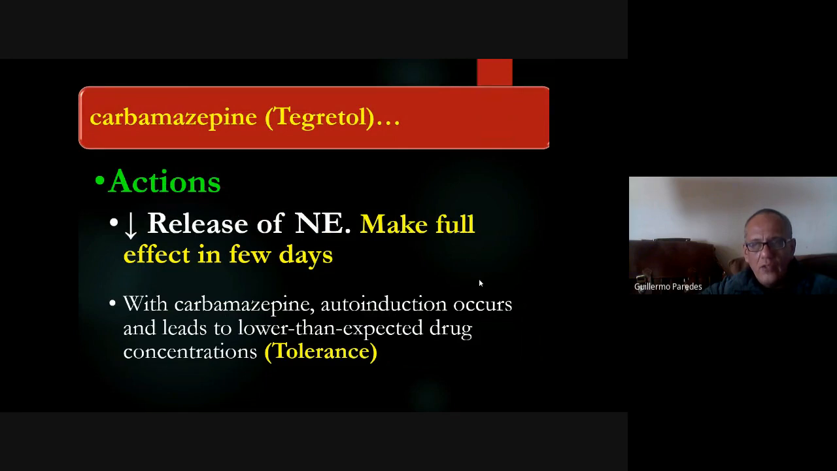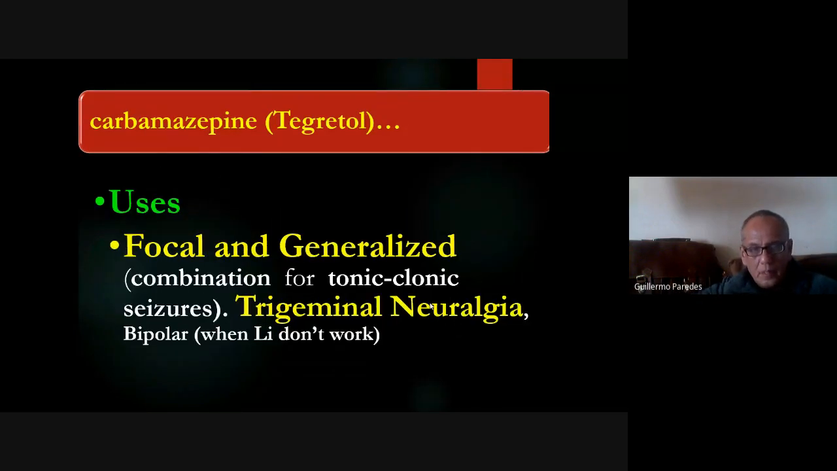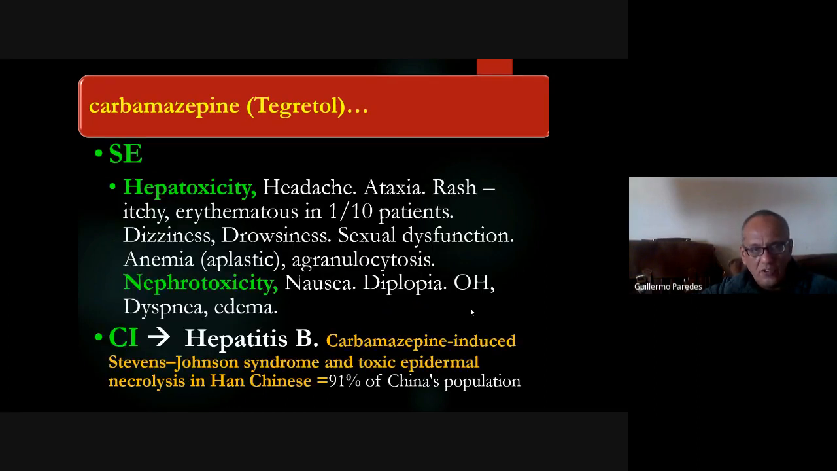Carbamazepine, another name that you must remember, please. Carbamazepine is Tegretol. It can be used for generalized and focal seizures, and also for migraines. And trigeminal neuralgia, another high yield, by the way. Trigeminal neuralgia involves cranial nerve number 5 and is very painful. One of the worst pains that a person can have is trigeminal neuralgia.